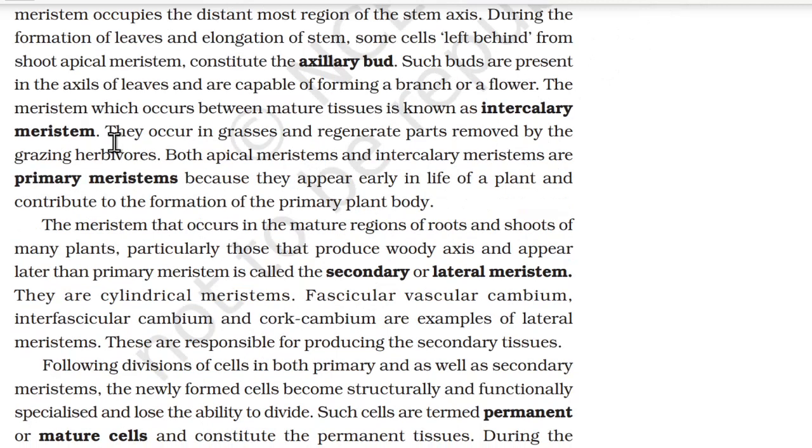The meristem which occurs between the mature tissues is known as intercalary meristem. They occur in grasses and regenerate parts removed by grazing herbivores. Both apical meristem and intercalary meristem are primary meristems because they appear early in the life of a plant and contribute to the formation of the primary plant body.